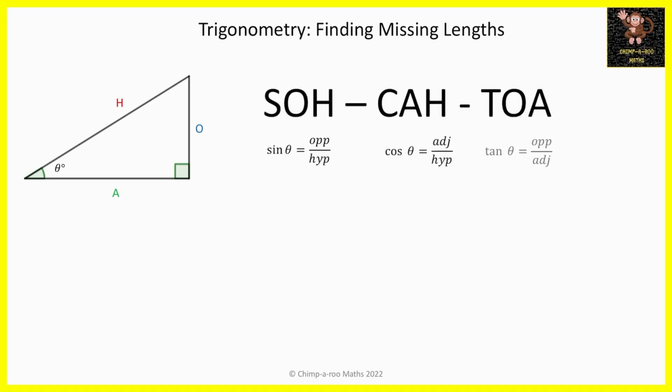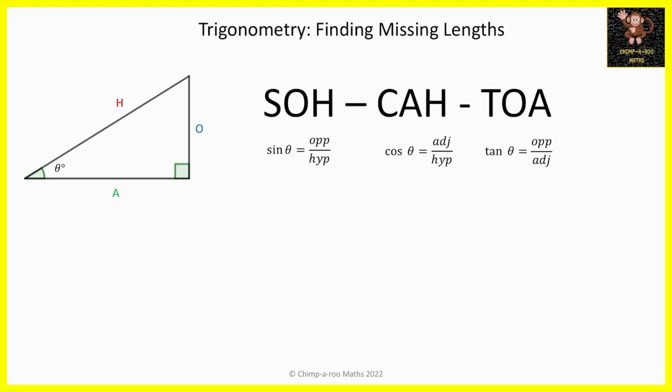And SOH-CAH-TOA is a way of remembering these. Sine theta is opposite divided by the hypotenuse. The cosine of theta is adjacent divided by hypotenuse. And the tangent of the angle is opposite divided by the adjacent.